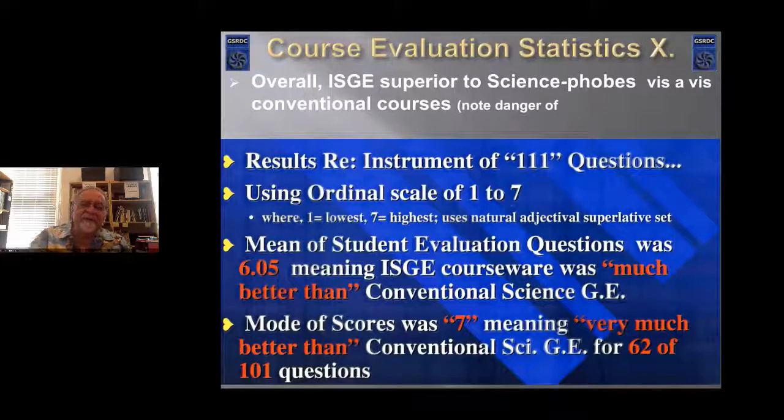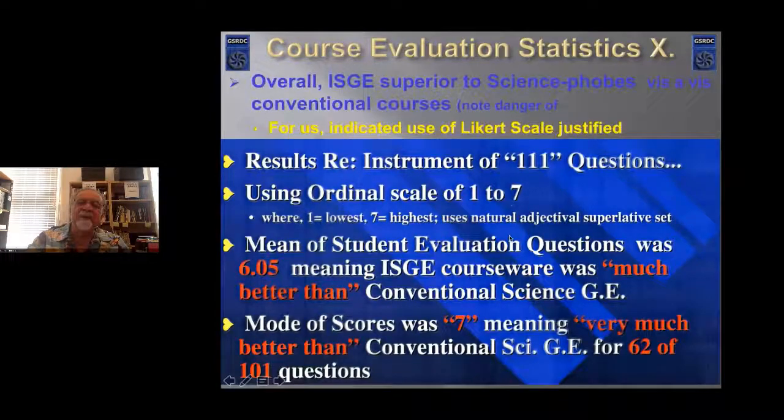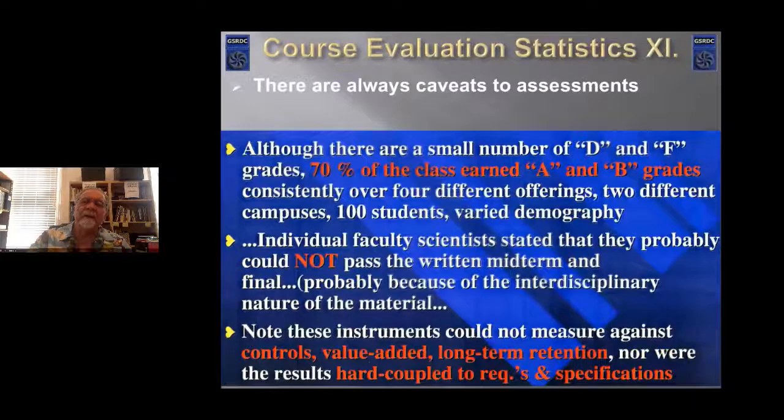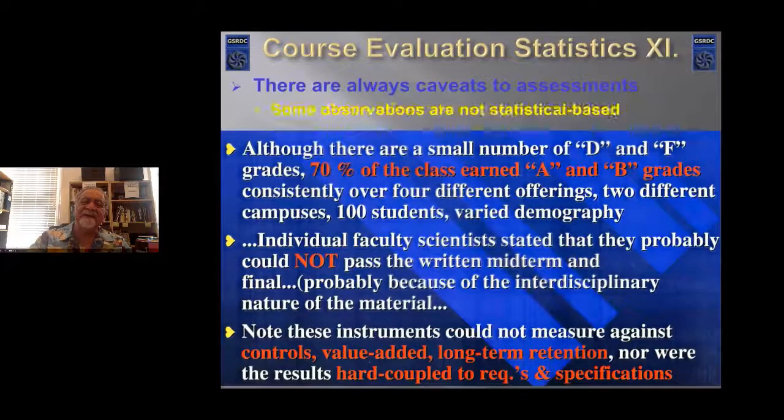But the mean of the student evaluating question was 6, meaning courseware was much better than conventional, but the mode was 7, meaning very much better than, for 62 out of 101 of the questions. But there's always the problem of the scale and the number of questions. I like the Likert scale. I think it justified the use of the Likert scale. There are always caveats to assessments, of course.